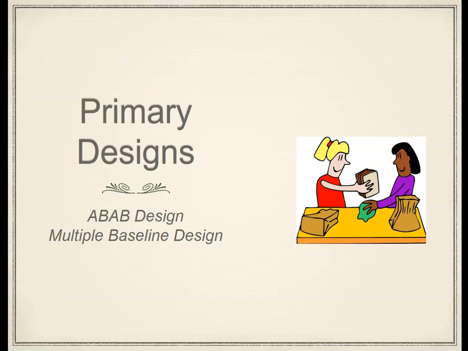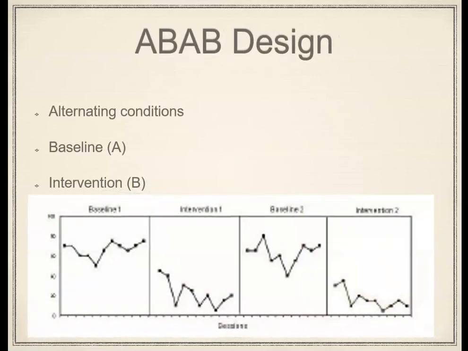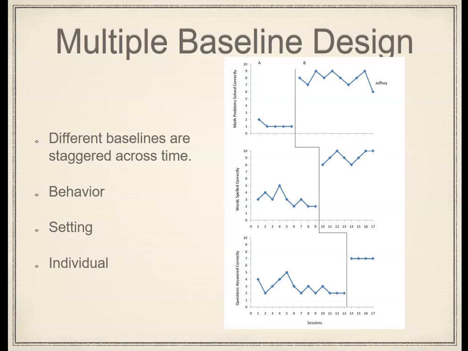There are 2 primary designs that we talked about in our initial class meeting. First is the ABAB withdrawal or reversal design. This is where we have alternating conditions, a baseline condition, an intervention condition, and a replication of the baseline condition and a replication of the intervention condition. It's our standard best practice. However, like I said, if behaviors are not reversible like that, we might choose to use the multiple baseline design.